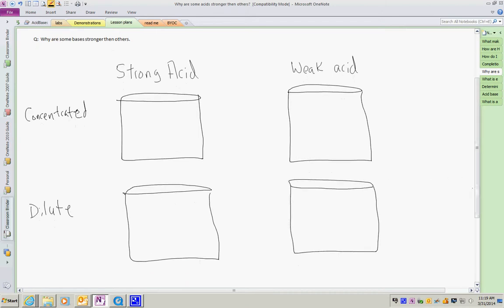Now, a strong acid is one that, by definition, is 100% ionized. What does that mean? Well, we have an acid. I'm just going to call it HX. And this acid will react with water to produce H3O plus ions, called the hydronium ion, and we'll have our conjugate anion.